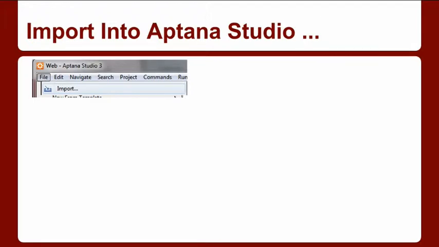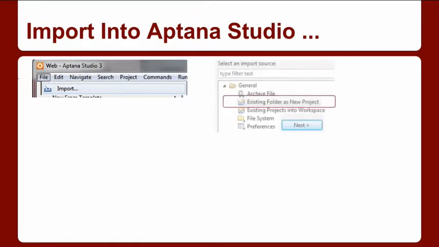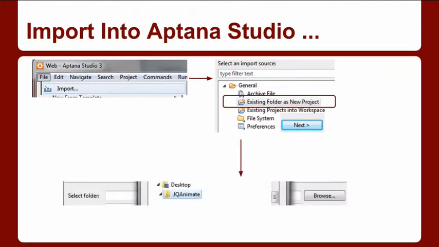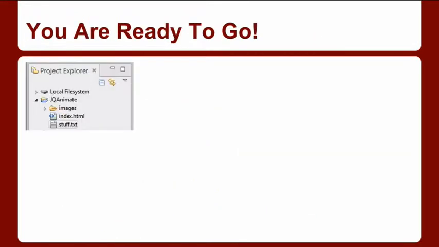Assuming you've got that, what you want to do next is import your project. You're going to go to File and then find the Import option, and that'll bring up this dialog box here. You're going to choose Existing Folder as New Project and hit the Next button. That'll bring up this dialog that you see here, and you'll hit the Browse button, find the desktop, find jQuery and select that folder. By the time you're done, you'll be ready to go with the project open.